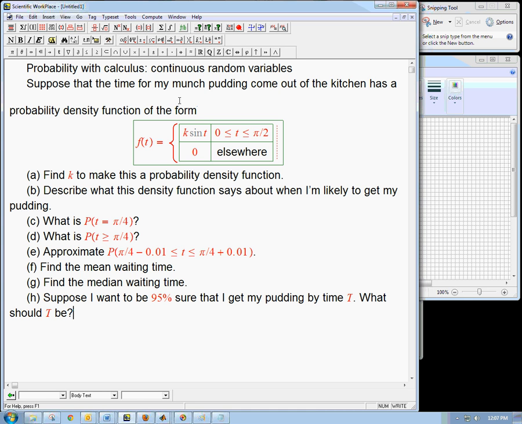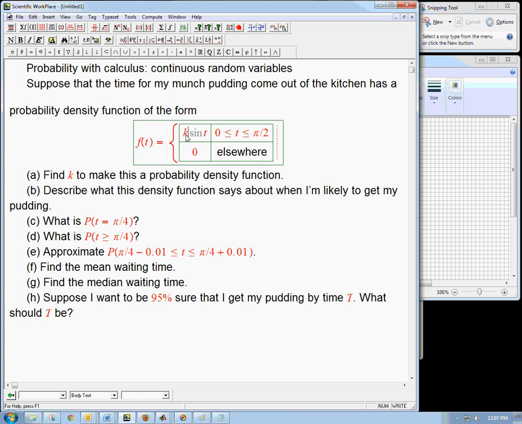It's a waiting time example, but it's not using the exponential distribution, the exponential probability density function, which has really nice properties. It's just using a sine function. So suppose I'm waiting for my munch pudding to come out of the kitchen, and from time 0 I start the clock, and I've observed that every day I wait for this, the probability distribution of when I get the pudding has a probability density function of the form k sine t from 0 to pi over 2, and 0 elsewhere.